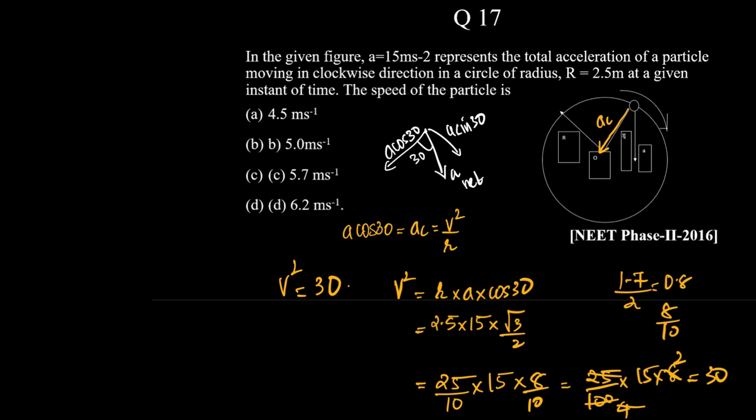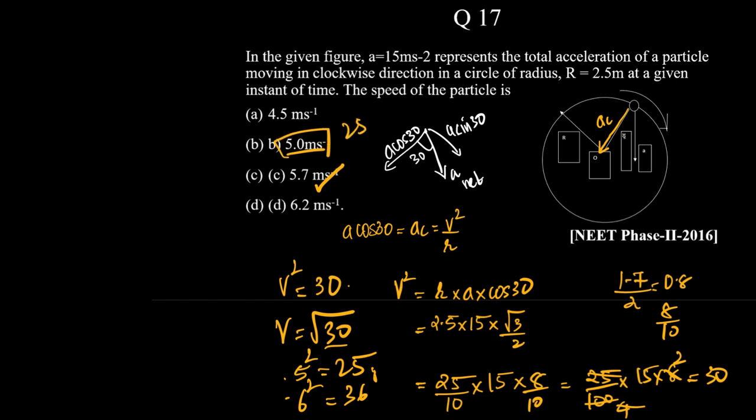See, though this question is a really simple one, it took me somewhere around 2 minutes to write it down. Of course, in the examination you don't need to write this many steps, but yet this is slightly time consuming. So if V square is 30, V is equal to root of 30. If 5 square is 25 and 6 square is 36, then definitely root of 30 will lie somewhere between 5 and 6. The option between 5 and 6 is 5.7. Now please don't tell me 5. Why can't we take 5? Because 5 square is 25 and not 30. So the most appropriate answer would be 5.7.